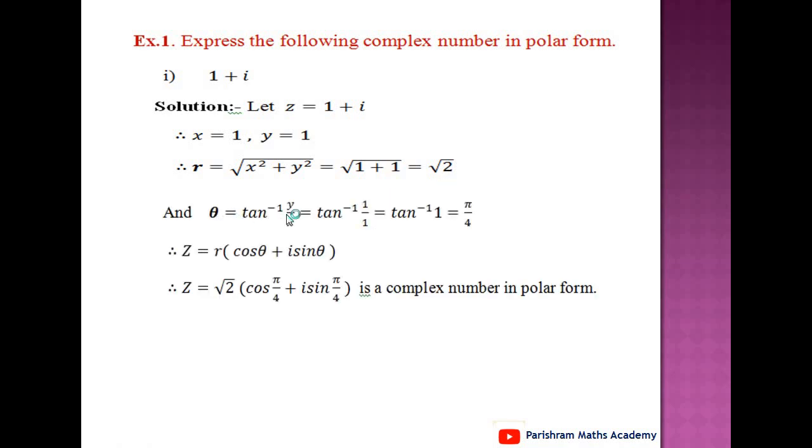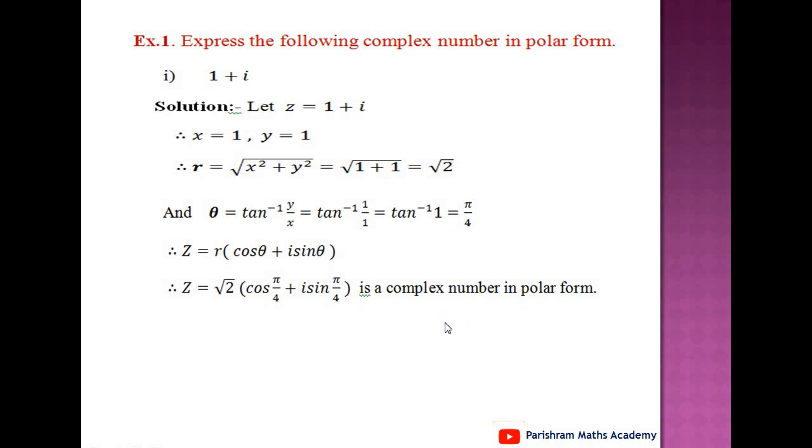And theta equals tan inverse of y upon x, equals tan inverse of the value of y, which is 1, upon the value of x, which is 1, that is tan inverse of 1. The value of tan inverse of 1 is pi by 4, and therefore z equals r (cos theta plus i sin theta). The value of r is root of 2 and the value of theta is pi by 4, and therefore z equals root of 2 into (cos pi by 4 plus i sin pi by 4), which is a complex number in polar form.